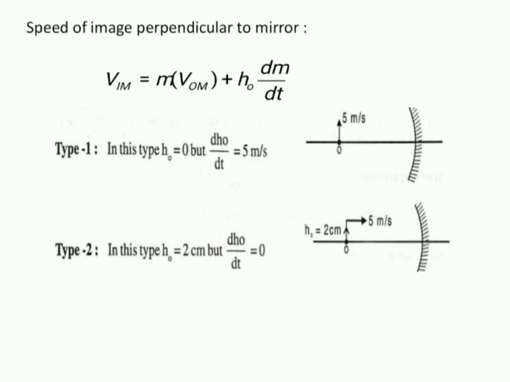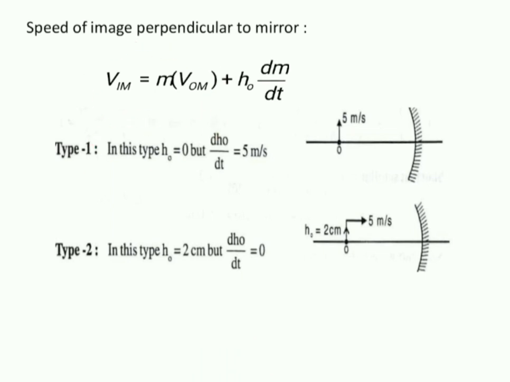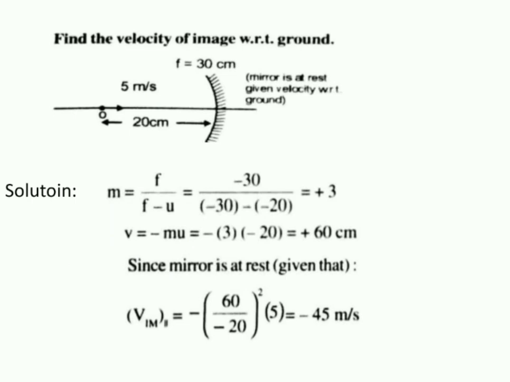So let us look at one example to understand how to apply the two formulas. I again repeat: one formula, if it is moving parallel to the principal axis, is minus v square by u square into velocity of object. For perpendicular to the principal axis, we will be using this relation. To understand, observe this question. I have given you an object O, which is moving with a speed 5 meter per second towards a concave mirror whose focal length is 30 centimeter. Object distance is given 20 centimeter, and the mirror is at rest.